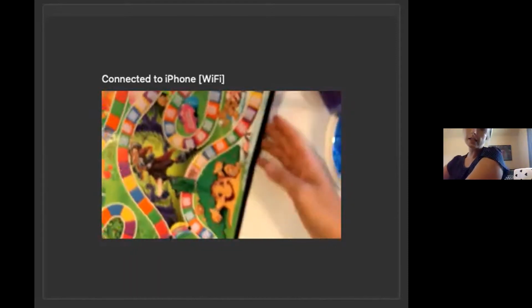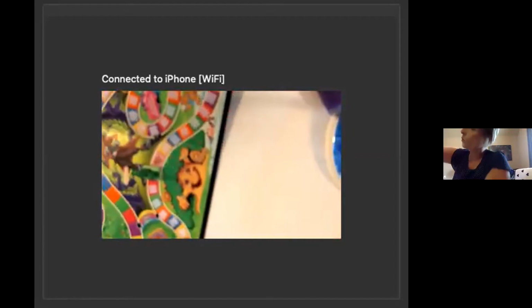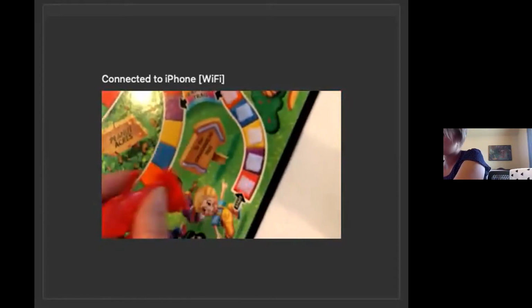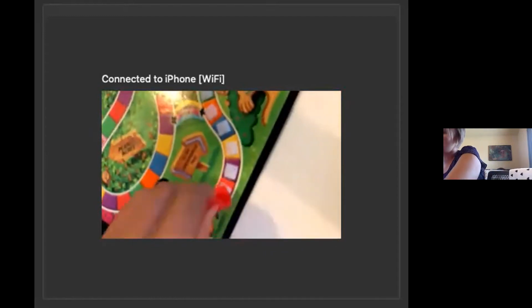So I adapted Candyland with Velcro squares. And then I put the scratchy Velcro on the bottom of the Candyland mates. That way they can't be knocked over, can't lose the place. It's very simple.